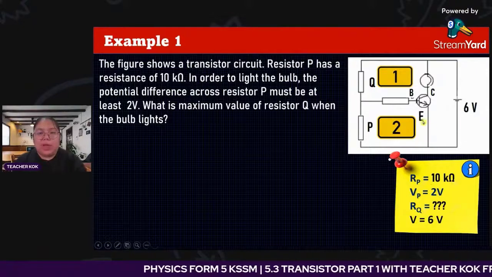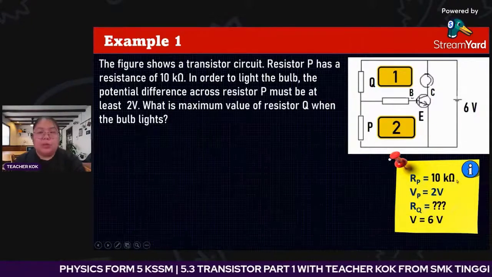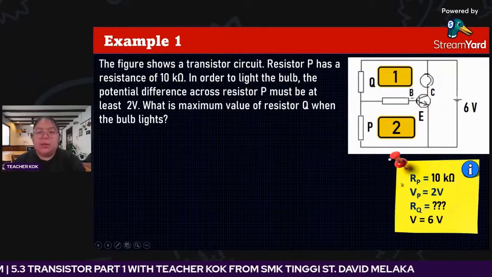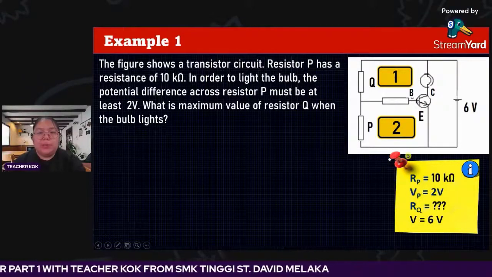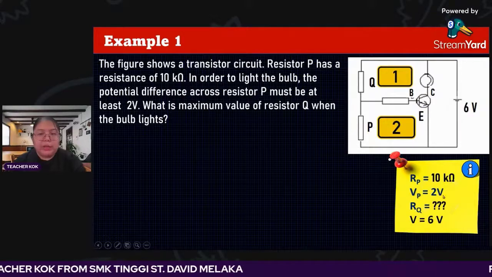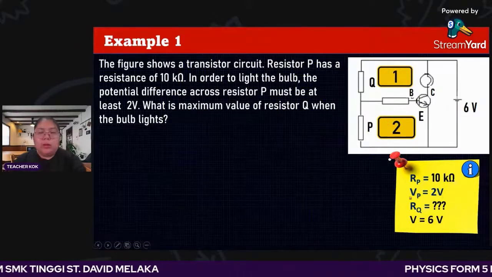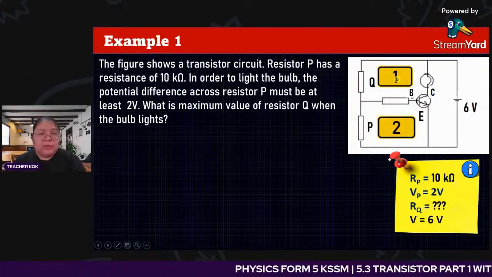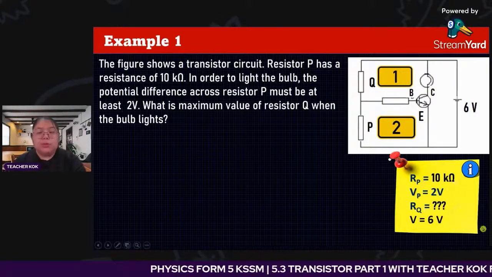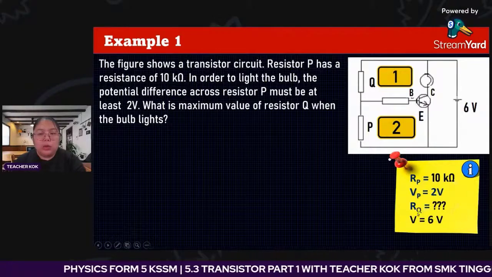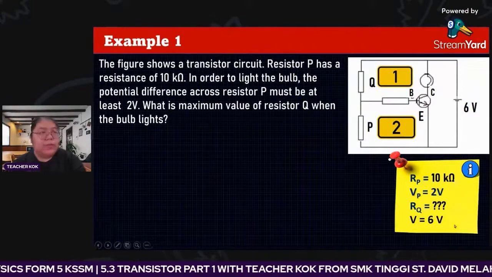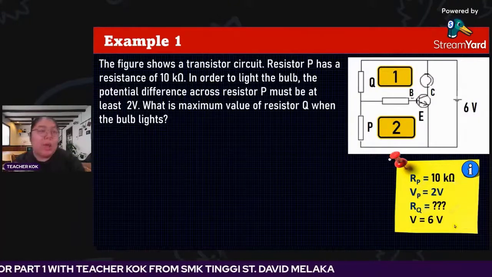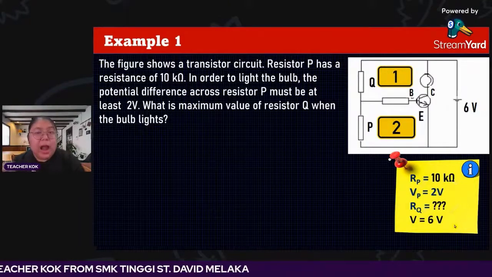RP is what? RP means R2. R2 is 10 kilo ohm, because the question provided. Then the VP. VP means minimum voltage. How many? 2 volt. RQ we do know. They want you to find the resistance of the resistor Q. Then they tell you the total voltage is 6 volt. So the question now, they want to find R1.